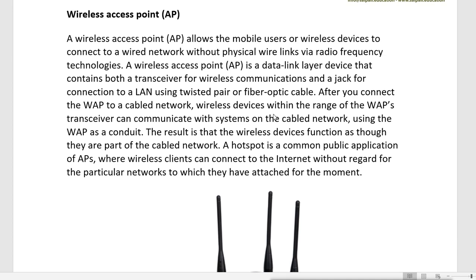After you connect the wireless access point to a cable network, wireless devices within the range of the access point's transceiver can communicate with the system on the cable network using the wireless access point as a conduit. The result is that the wireless devices function as though they are part of the cable network. A hotspot is a common public application of APs, where wireless clients can connect to the internet without regard for the particular network to which they have attached for the moment.